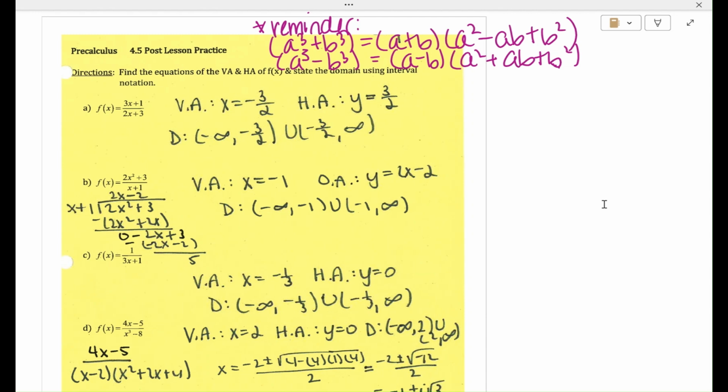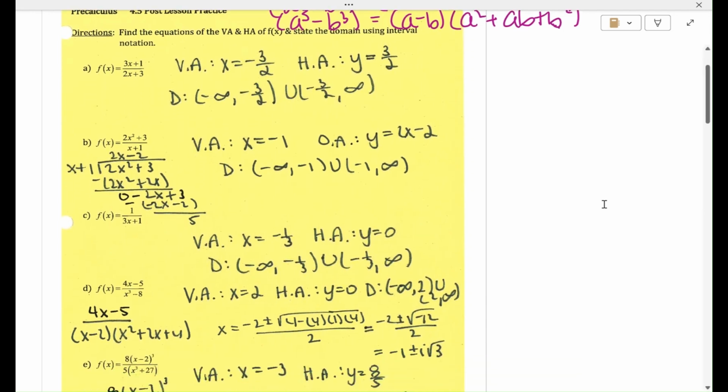And then for part B, you see here the leading degree is top heavy by 1. So that means you're going to get a slant asymptote or oblique asymptote. So you are going to need to do long division. After you do long division, I showed my work off here to the side. You should get y is equal to 2x minus 2. And the vertical asymptote, of course, from the denominator is going to be -1. And remember, the vertical asymptote is the only asymptote that will affect the domain. The slant asymptote does not affect the domain.